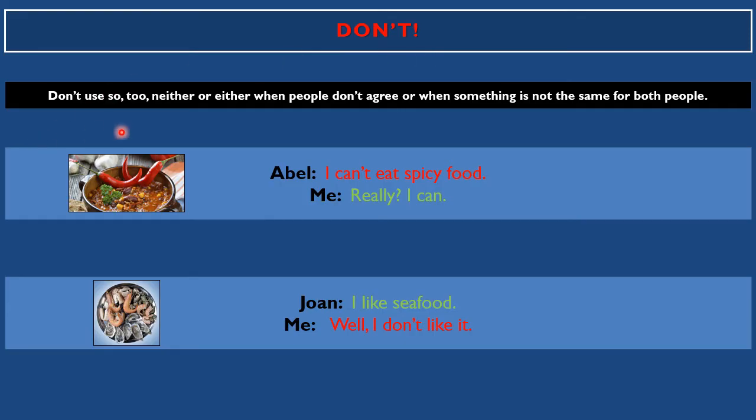Don't use so, too, neither or either when people don't agree or when something is not the same for both people. Here Abel says, I can't eat spicy food. But I say, really? I can. So in this case, Abel has a negative sentence, but I have a positive sentence. That's why we cannot use so, too, neither, or either, because our opinions are different, or the situation is not the same for both.